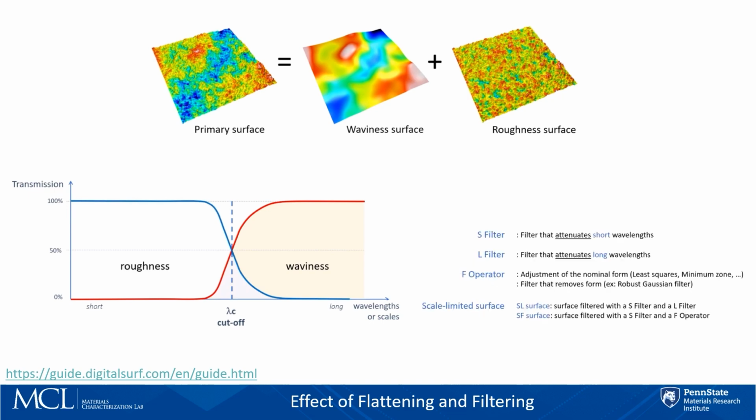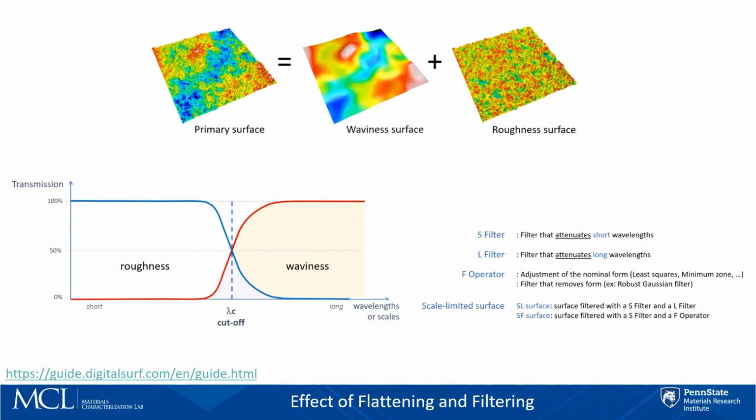So the older terms, high pass and low pass, are slowly being changed to S filter and L filter. S filter is going to attenuate short wavelengths. L filter is going to attenuate long wavelengths. Now, this L filter could also be done with an F operator. That was the form remove operator, like I explained previously, with a cylinder or a plane or a sphere or something like that.